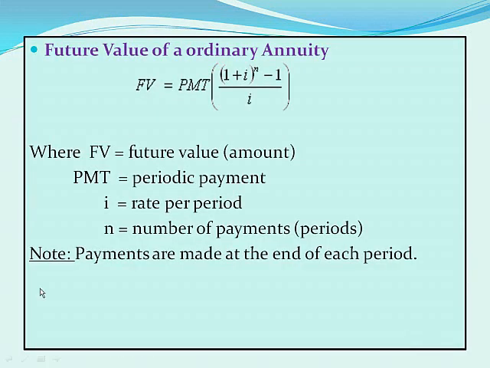Future value of an ordinary annuity is calculated using this formula. Future value equals payment multiplied with (1 plus i) to the power n minus 1, over i. Here i is the interest rate per period, n is the number of payments, FV is the future value, and PMT means the periodic payment.